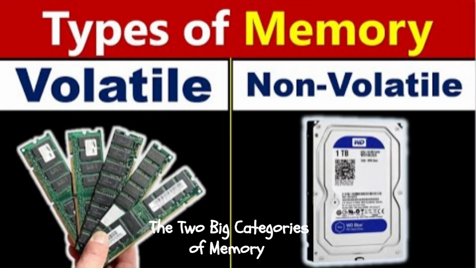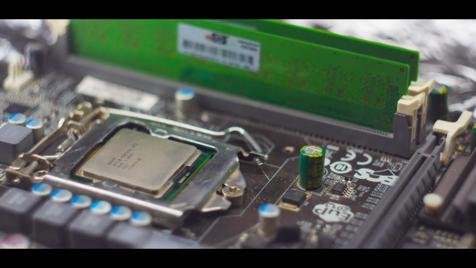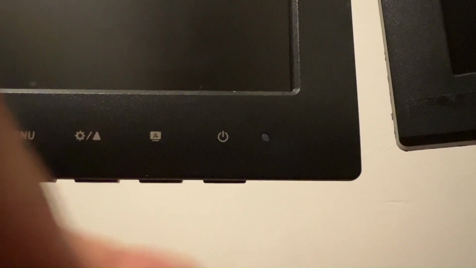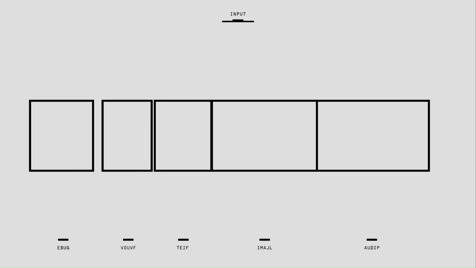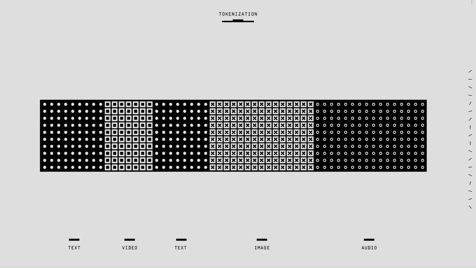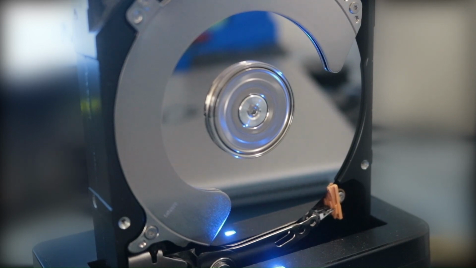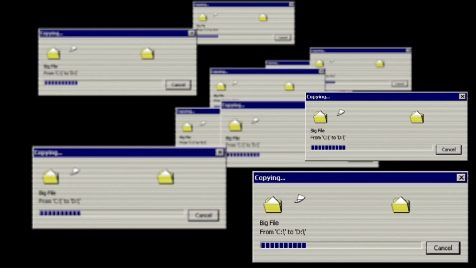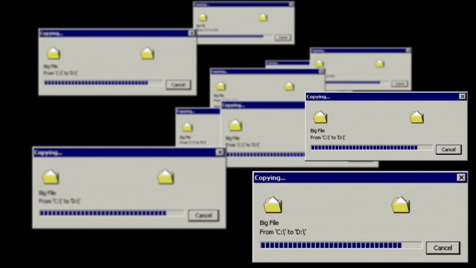There are two main types of memory: volatile and non-volatile. Volatile memory, also known as RAM, is temporary and disappears when you turn off the computer. It's used to store data that the CPU is actively using. On the other hand, non-volatile memory, also known as storage, is permanent and remains even when the computer is turned off. This is where your files, programs, and operating system are stored.